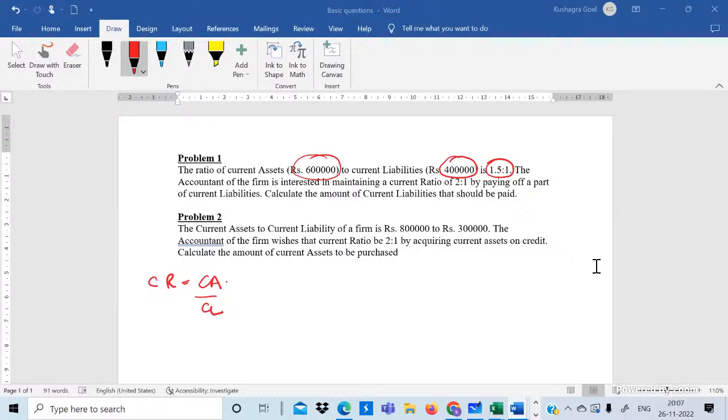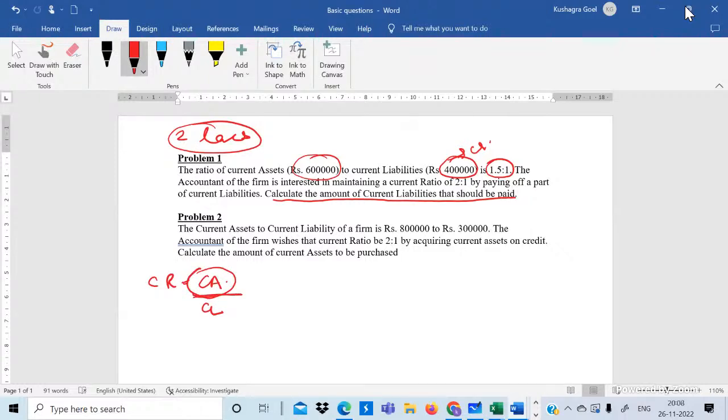Okay, let's look at it. Let's see what's the correct answer. The correct answer is 2 lakhs and not 1 lakh. Why? I'm saying calculate the amount of current liability that should be paid. When you pay off a current liability, let's say this entire 4 lakh is creditor. When you pay some amount to your creditor, will it not impact your current asset, or will your current asset remain the same?